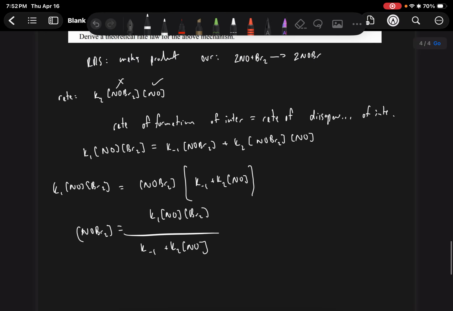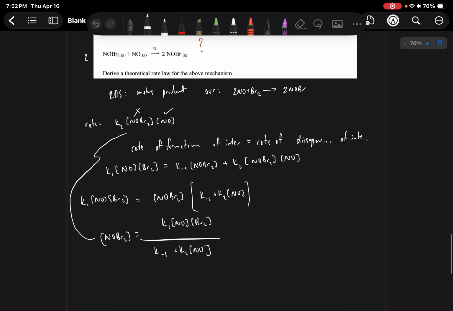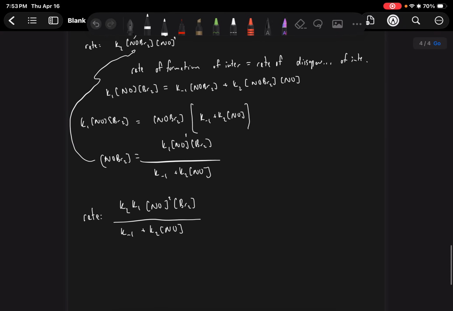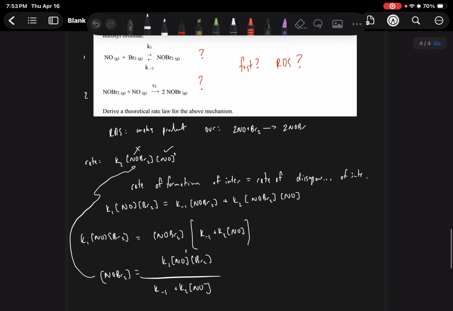Okay, now we have this one and we just put it right in here. So rate equals k2 times k1 NO Br2 over k negative 1 plus k2 NO, times NO. So we got 1 NO here and we got 1 NO here, so it's going to be NO squared Br2 over k negative 1 plus k2 NO. Yes, nice. Okay, so that's the rate. So now, what do we have to do?